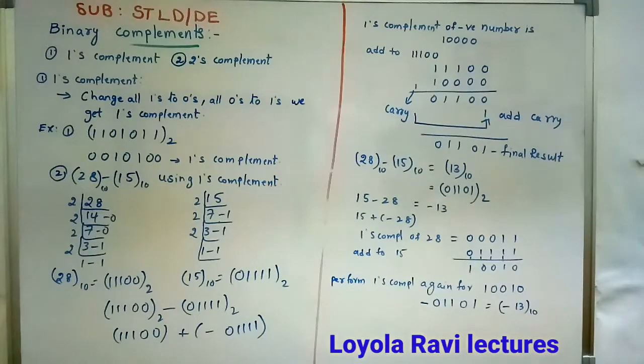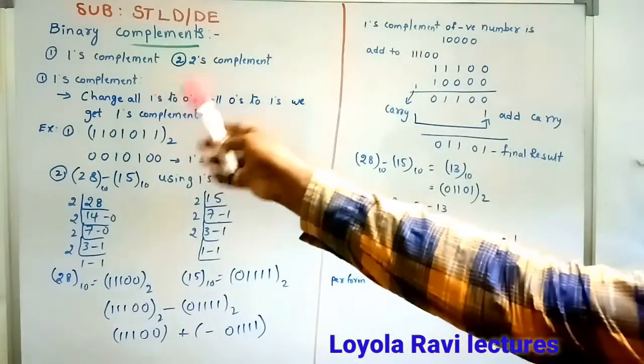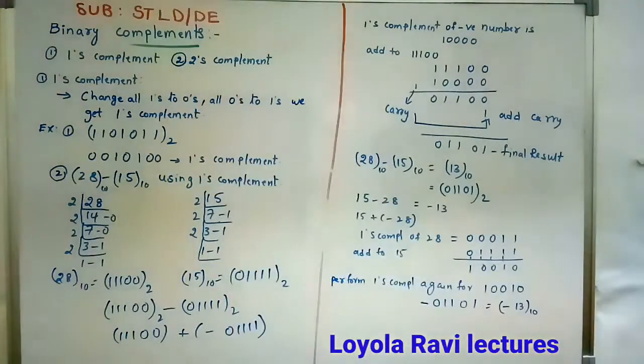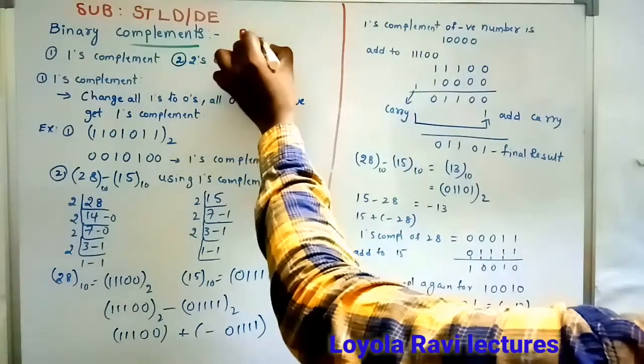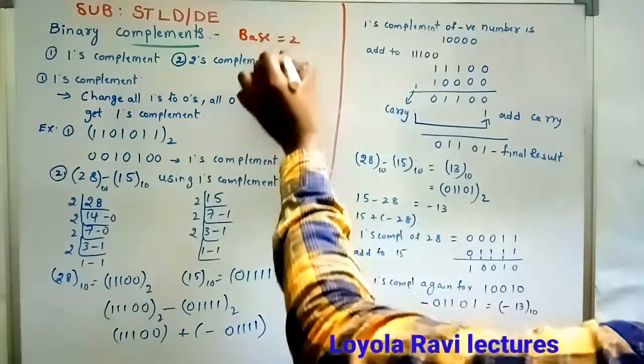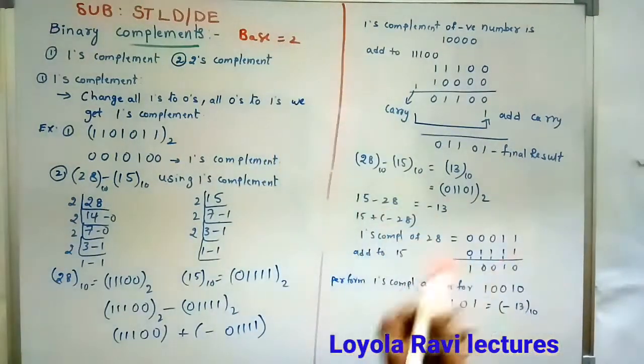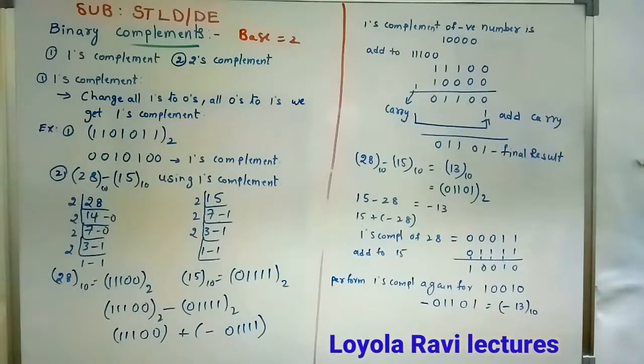Then 1's complement and 2's complement, nothing but binary complements. In this class we'll discuss binary complements, another important topic in digital electronics and STLD. So basically we have 1's complement and 2's complement in binary. Binary is nothing but base 2, so it may be 2's complement and 1's complement.